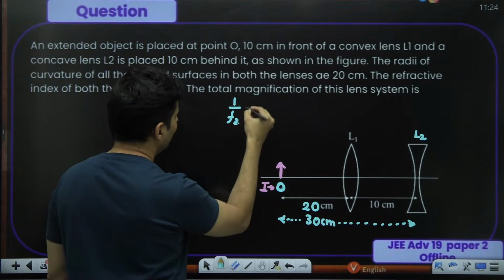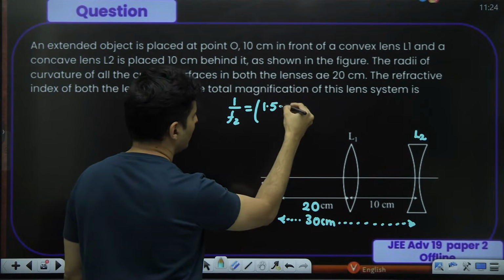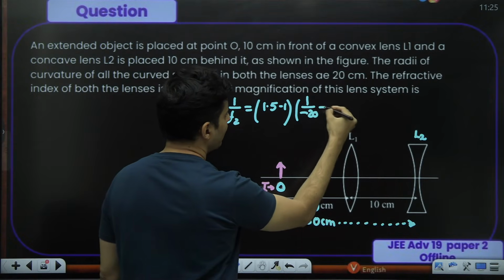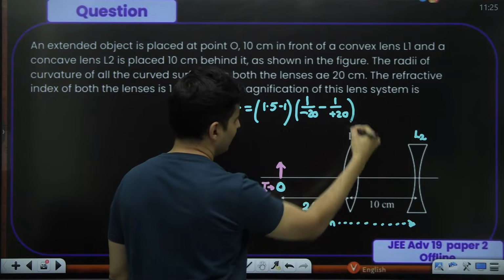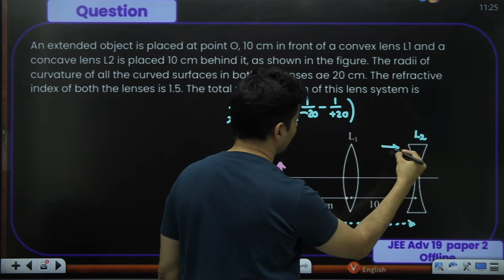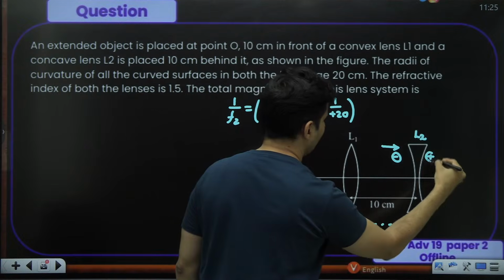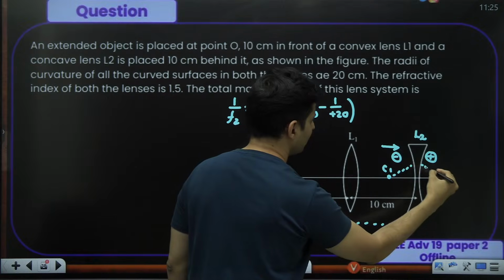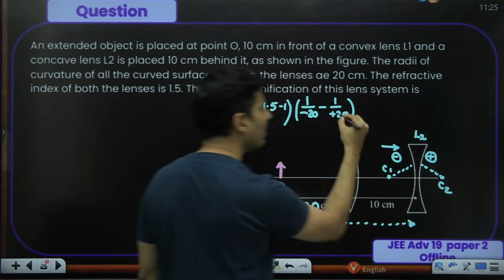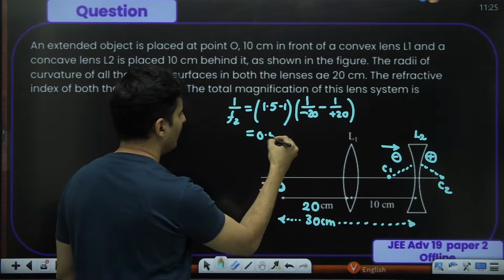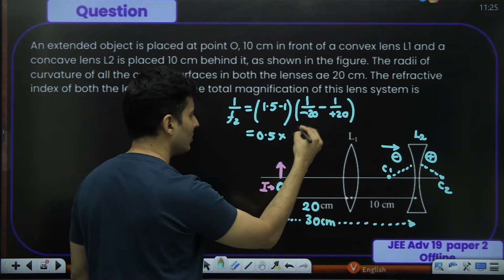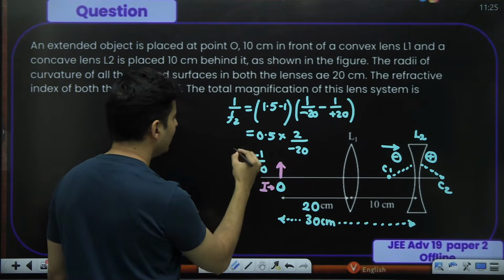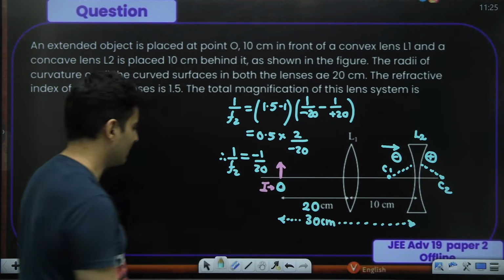First, find the focal length. 1 by f2 will be refractive index minus 1, times 1 by minus 20 minus 1 by plus 20 by the sign convention, because the light rays will come from here. This will be the negative side. This will be the positive side. This is the first surface, center of curvature 1 will be here. This is the second surface, center of curvature 2 will be positive. So this will become 0.5 multiplied by minus minus 2 times, so 2 times minus 20. So this will be minus 1 by 20 is the second focal length reciprocal.